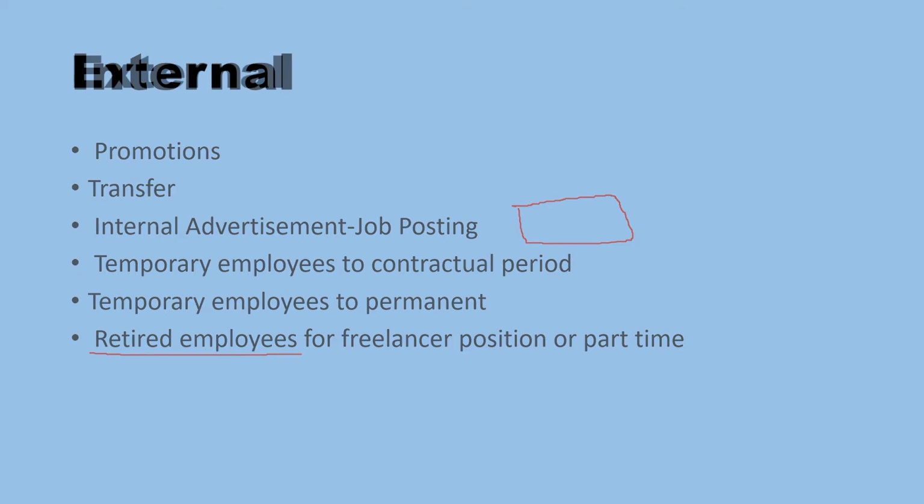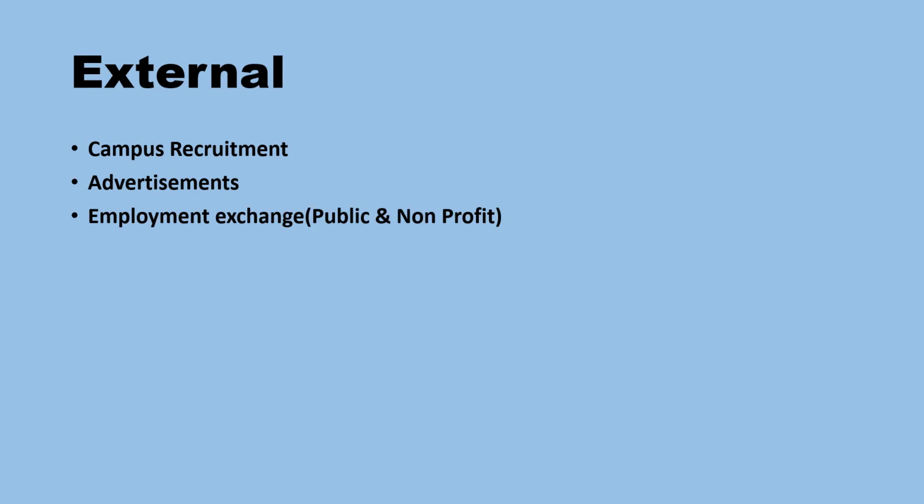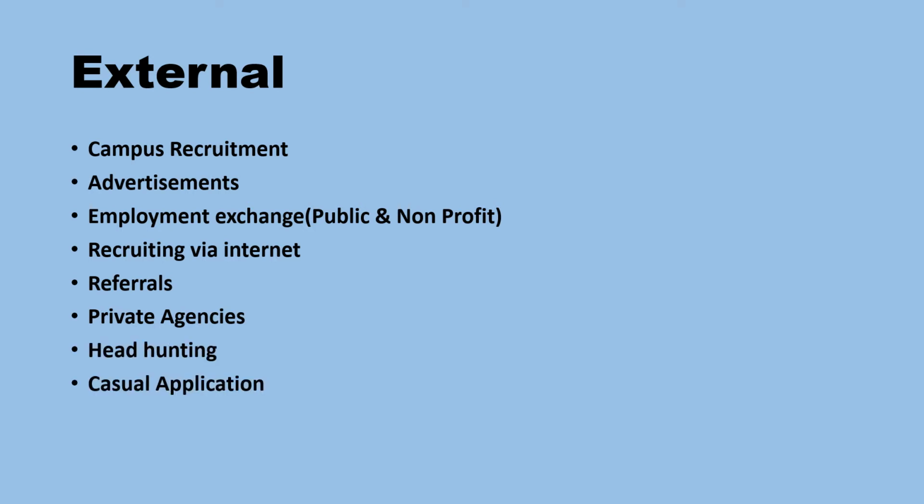Now let us see the external sources of recruitment. When I say external source of recruitment, you are trying to find your potential candidate or employee from outside the organization. There are several methods. It can be campus recruitment, advertisement, employee exchange, recruitment by internet, referrals, private agencies, headhunting, casual application, and employee rating. So we'll see one after another.